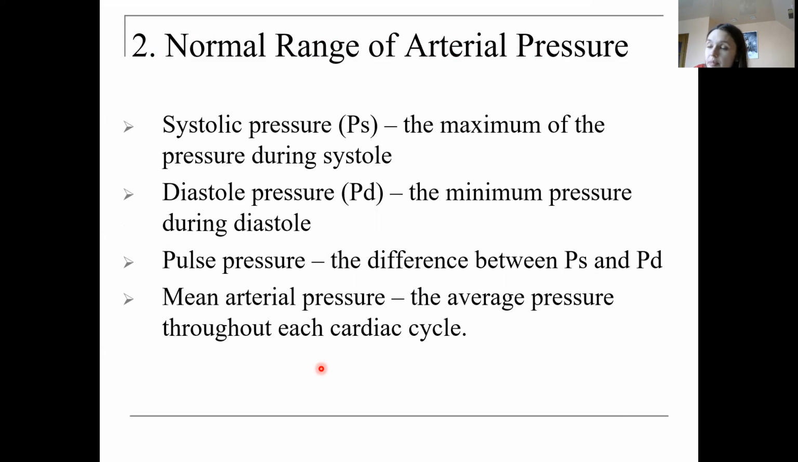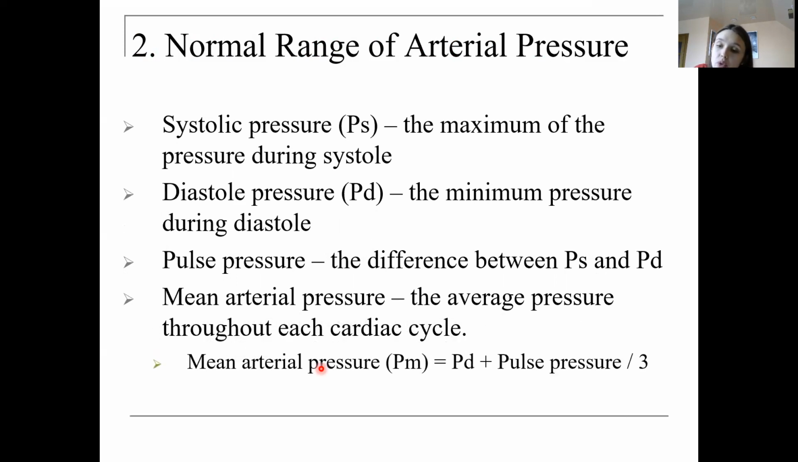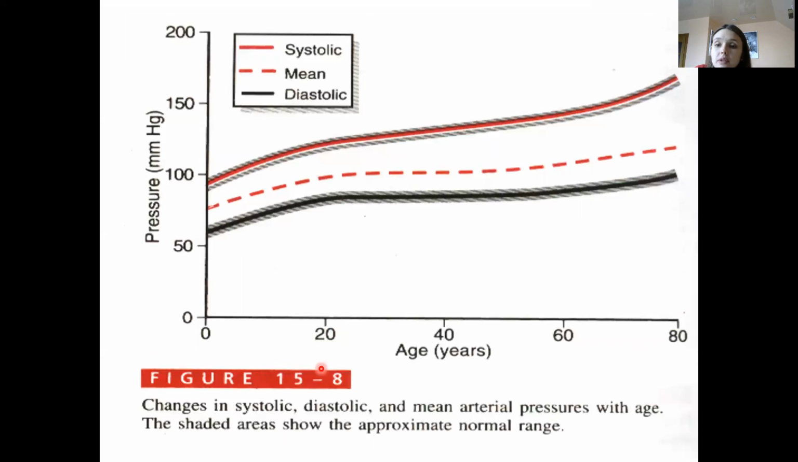each cardiac cycle. How could we calculate mean arterial pressure? We need diastolic pressure plus pulse pressure divided by 3. So this is the equation for receiving the general value of mean arterial pressure. On this slide, you could see the graph which describes this: the systolic pressure, the red line, is higher, diastolic pressure is lower, and between them should be located the mean arterial pressure. It shouldn't be higher than systolic and shouldn't be lower than diastolic.